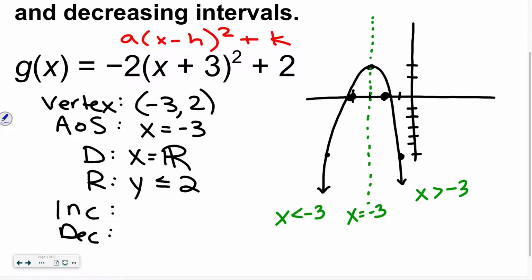So over here on the left side, if I read my graph from left to right, follow my blue ink, I am increasing. So my increasing is x less than -3. Once I hit my vertex or my turning point, I am decreasing. So for all x's greater than -3. Notice axis of symmetry, increasing and decreasing, all deal with h, the x coordinate of your vertex. Range should always deal with y, k, the y coordinate of your vertex.